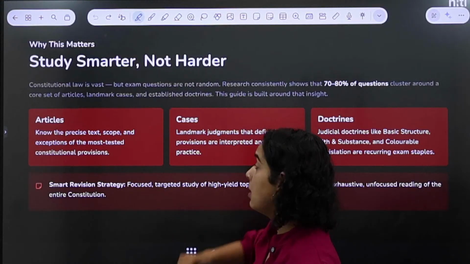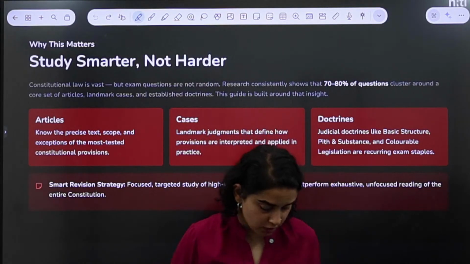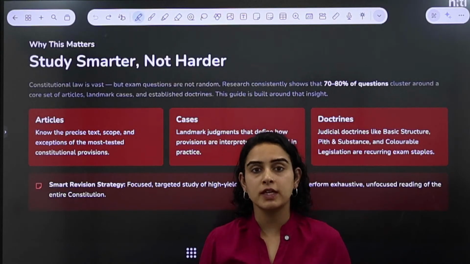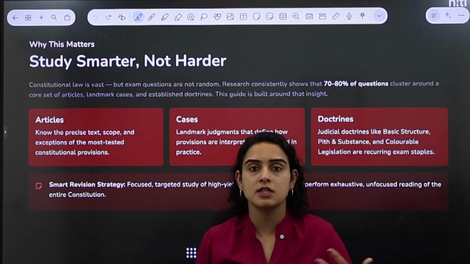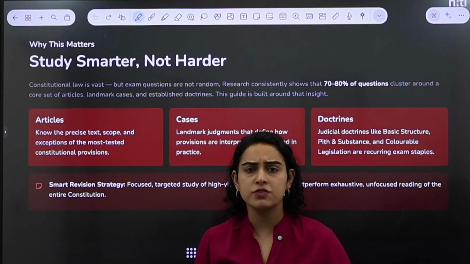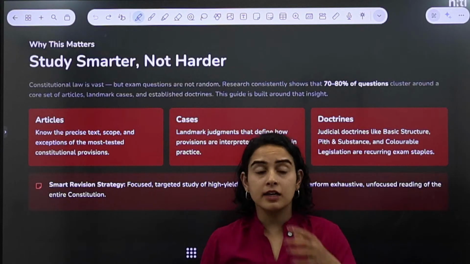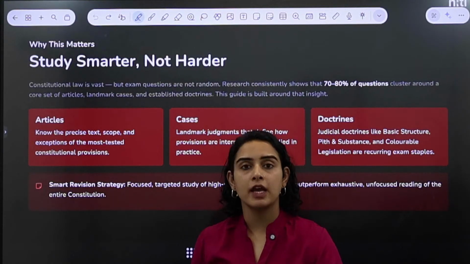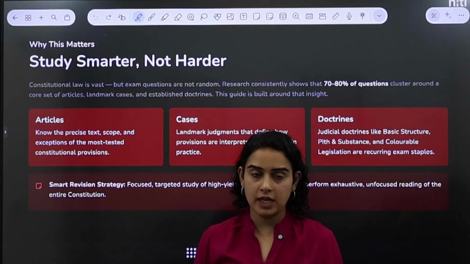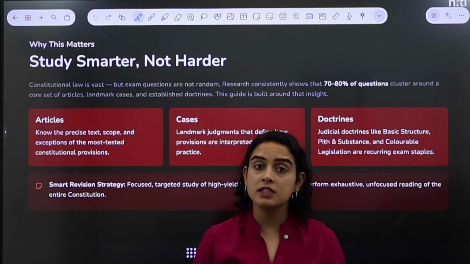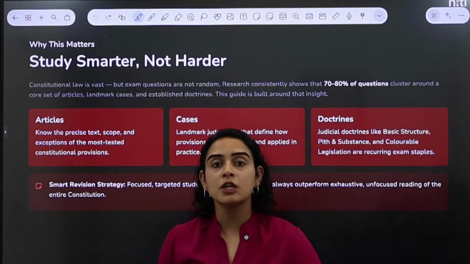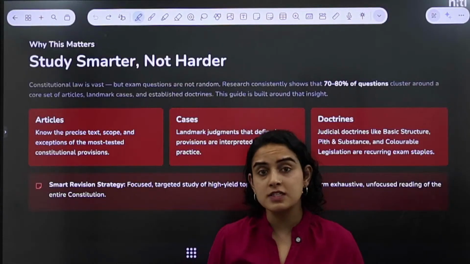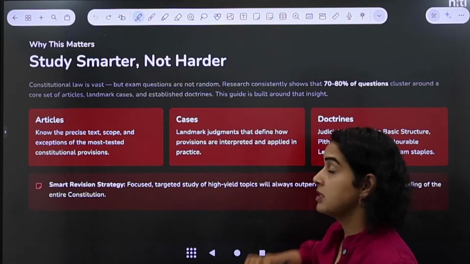Then there are landmark cases. The constitution in itself was made back in 1950 and this is 2026, so clearly we're not using the same constitution, right? There have been a lot of changes, there have been amendments, and when the constitution was made back in 1950, a lot of things were probably not clear. So it is the Supreme Court of India's responsibility to give meaning, to give interpretation to those vague or ambiguous provisions. For the same, there are different judgments.